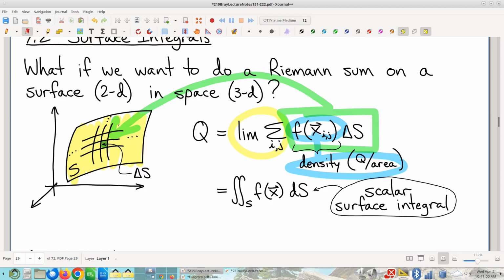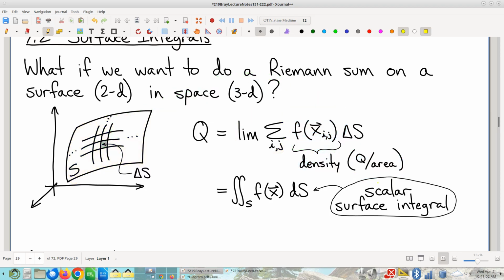Okay. All right. So with that idea in place, here's the notation that we're going to use to represent it. I think this is pretty believable notation. Again, we use a double integral symbol to represent that we're adding up over areas.